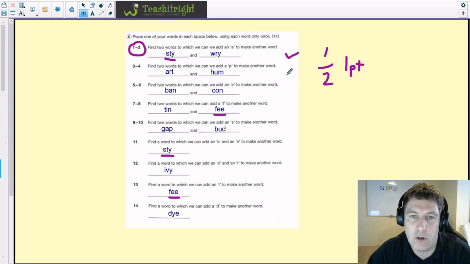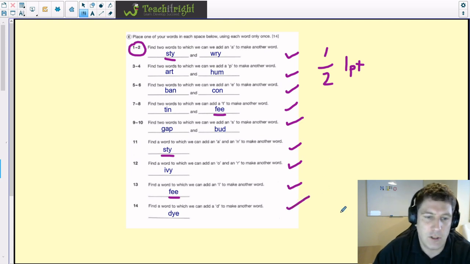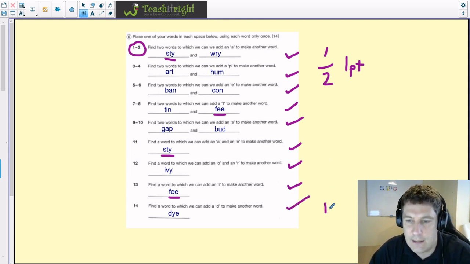So again, go down through, double check that they're correct. Reading each one separately as you go along, just checking. So again, well done if you got 14 out of 14 there. Just going to write 14 over 14 if you did manage to get those all correct.